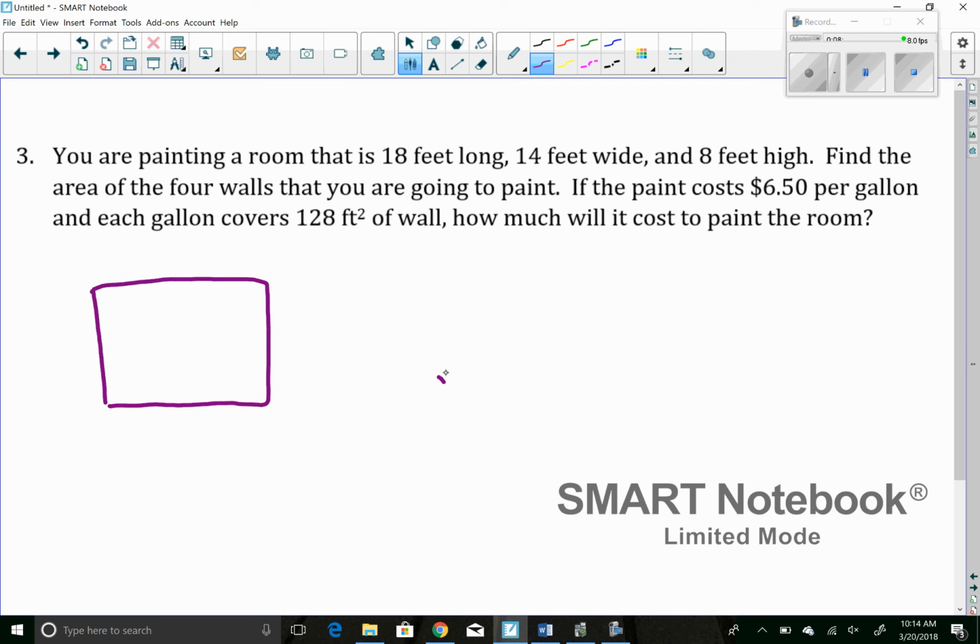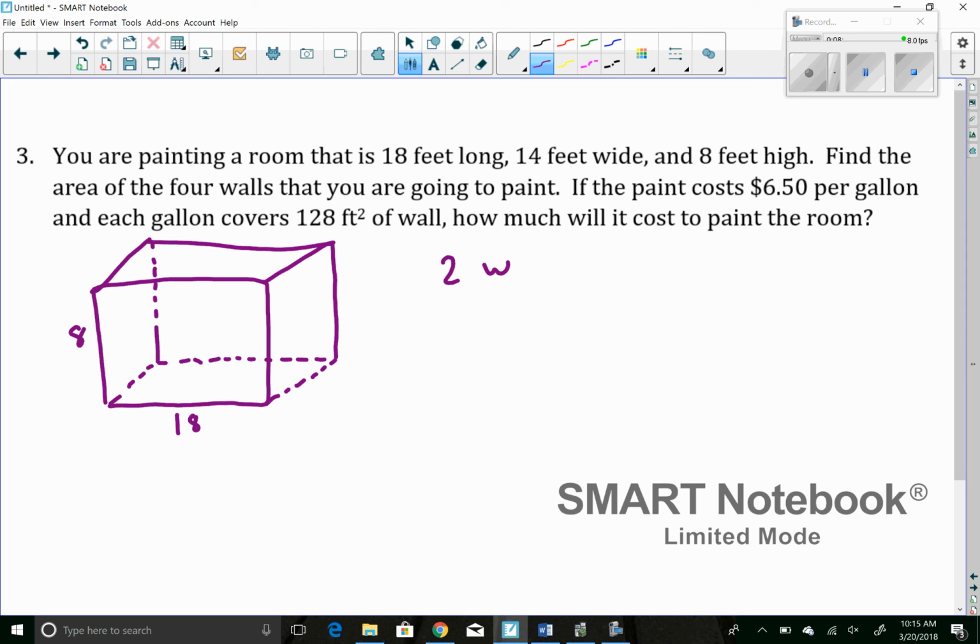So we have a 3-dimensional figure here. So here's our room. It's saying to just paint the walls. We don't have to paint the ceiling or the floor. So there are going to be 4 walls, 2 of which are going to be the same. So the front wall is going to have a length of 18 feet along the floor and a height of 8 feet. So I have 2 walls that are 8 by 18. I also have 2 walls that are going to be 14 by 8, because those are going to be the side walls that deal with the other dimension of the floor.